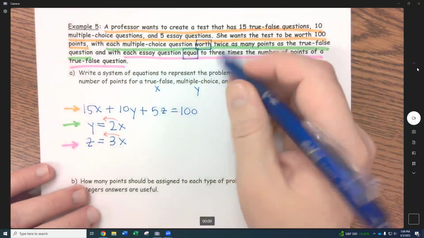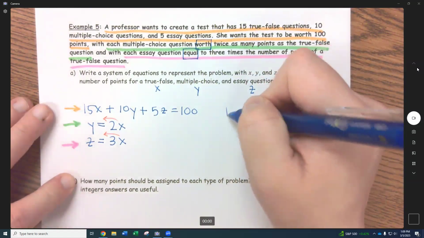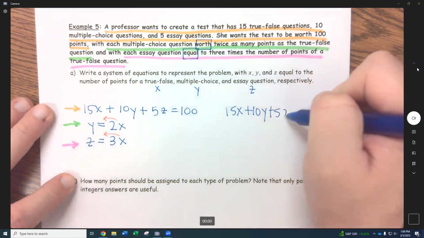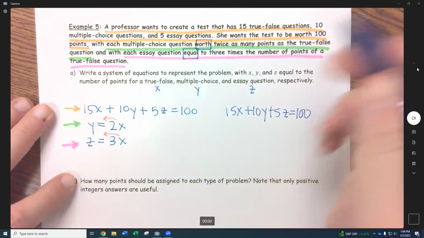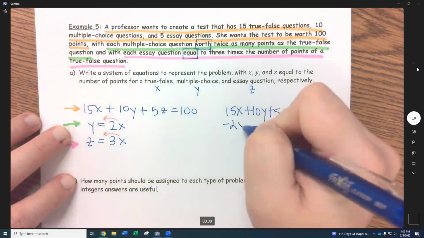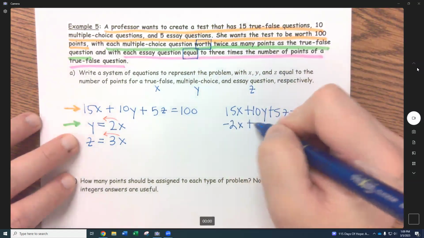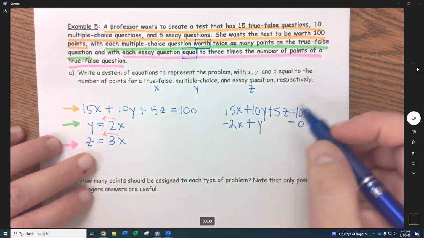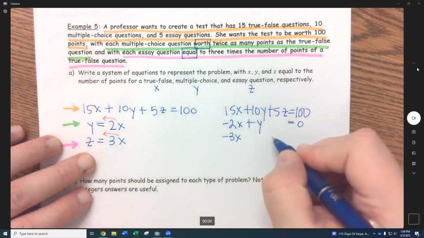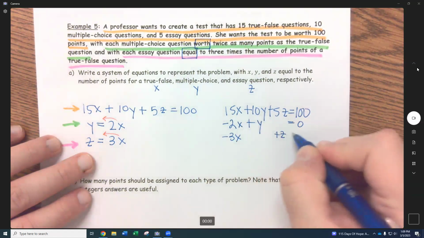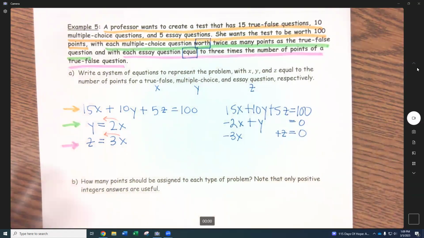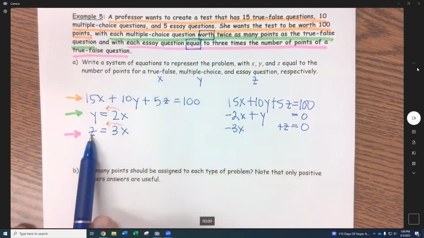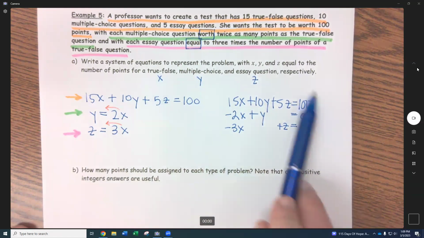So my first one is fine. This one will be negative 2x plus y equals now nothing, 0. And negative 3x plus z equals nothing. Now, I do think this is what you're typing into MyMathLab, but for me to be able to solve, I need to put this in the right form.